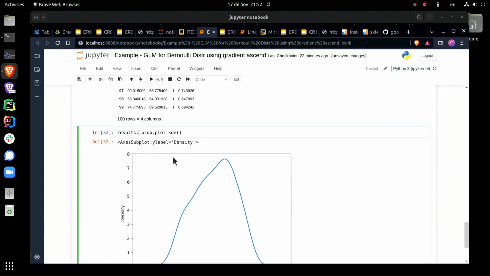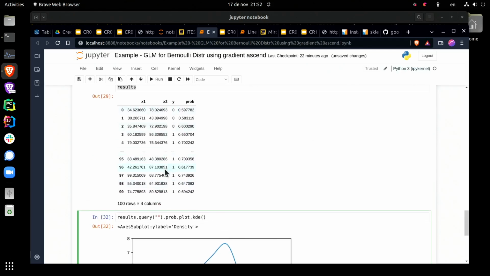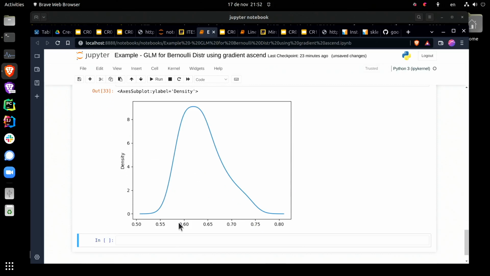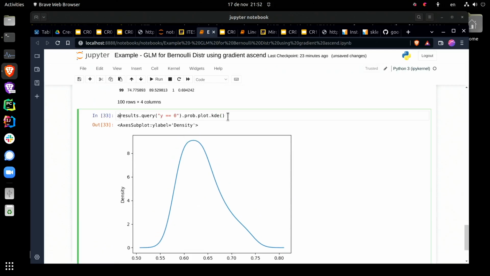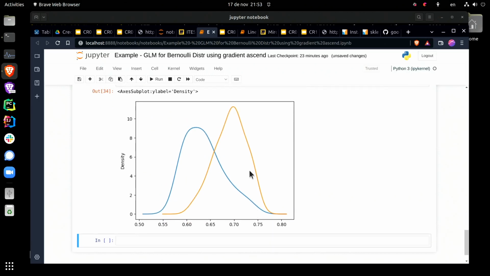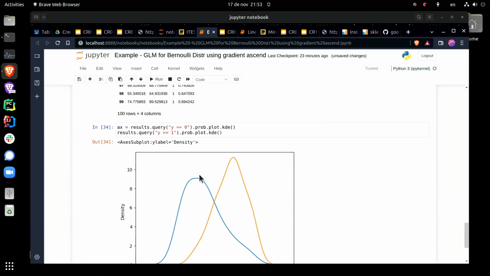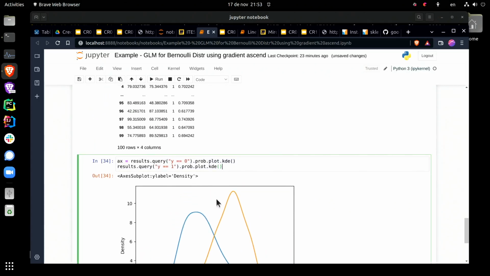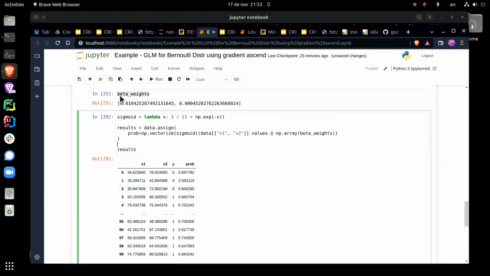Okay, let me do this very quickly. Let's filter out only where y is equal to 0. Okay, yeah, so we have a very good distribution. I will explain this part in a following session.